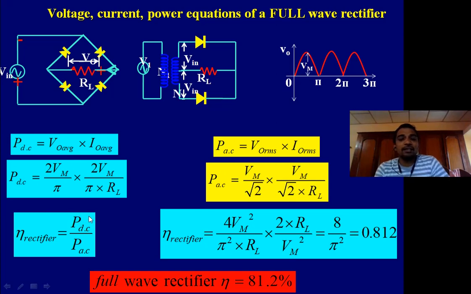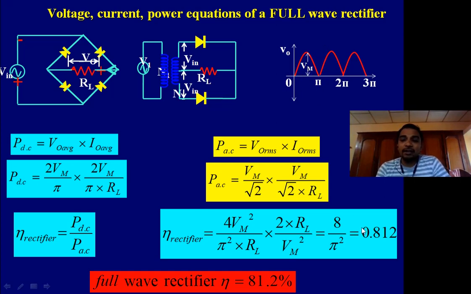If you take the DC power available at the resistor divided by the total AC power at that resistor, the ratio of these two gives 8 by pi square, that is 81.2%. This means out of 100% of total available power, 81% in this waveform is DC type only. So our rectifier efficiency is 81.2%, which is good.